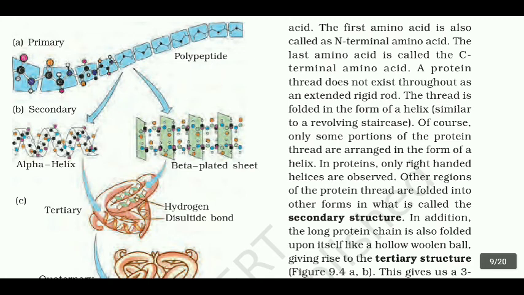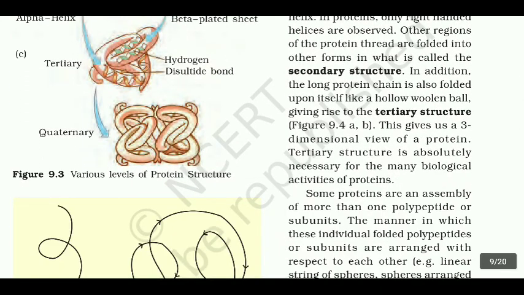Other regions of the protein thread are folded into other forms, in what is called the secondary structure. In addition, the long protein chain is also folded upon itself like a hollow wooden ball, giving rise to the tertiary structure. This gives us a three-dimensional view of the protein. Tertiary structure is absolutely necessary for many biological activities of proteins.